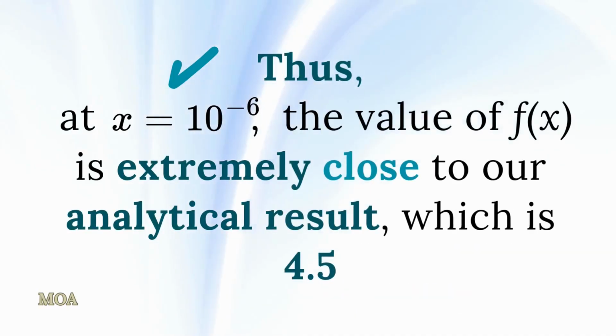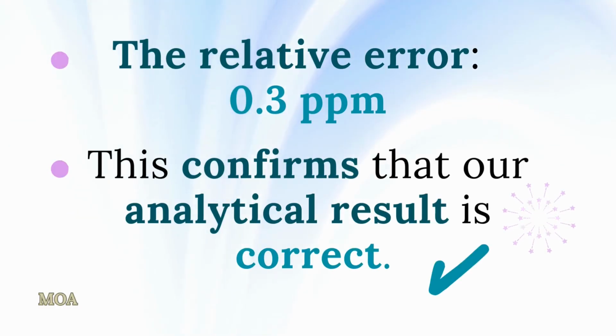Thus, at x equals 10 to the minus 6, the value of f(x) is extremely close to our analytical result, which is 4.5. Taking into account that the relative error of our calculation is just about 0.3 parts per million, this confirms that our analytical result is correct.